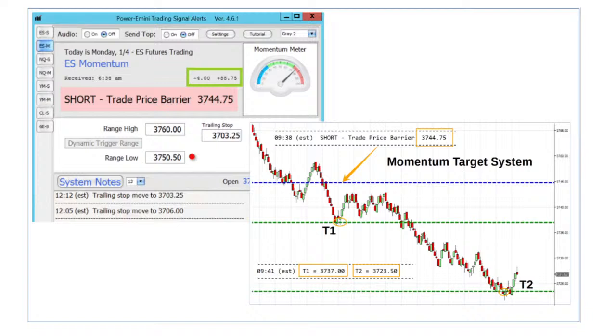It gives you the trade barrier that we want to actually take the entry off of, and then the targets and your trailing stops. And you'll notice there's a system notes section, and so automated notes go through there, which serve two purposes. One, to archive what the system's done through the session. You can scroll back down there and see how things opened up and then how they've progressed. And the other is to just give you the real-time alerts.